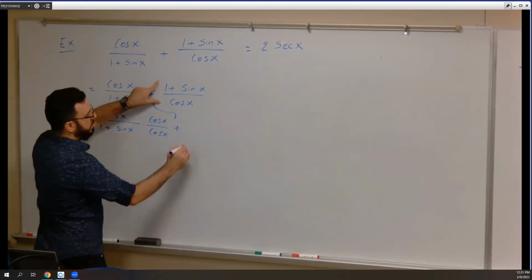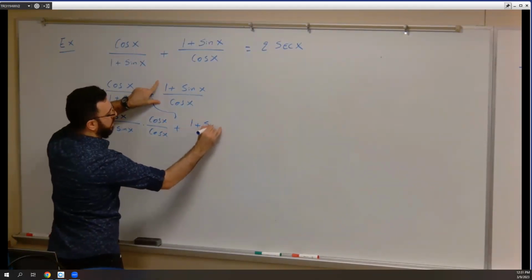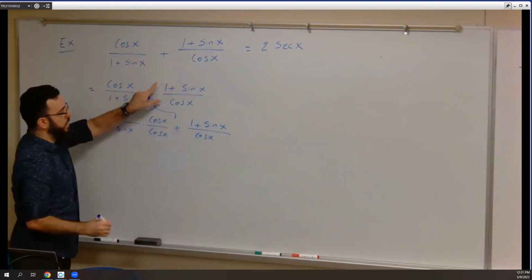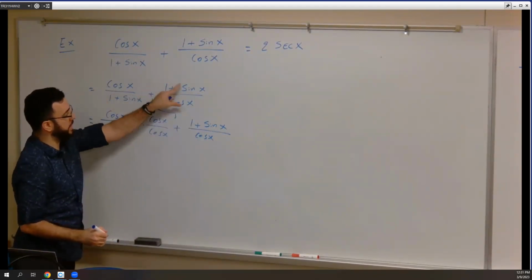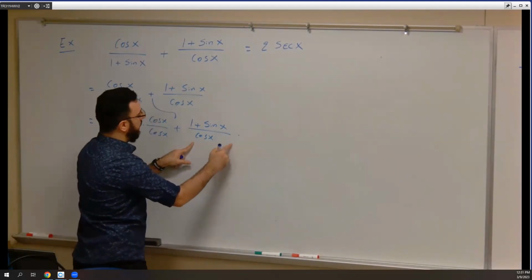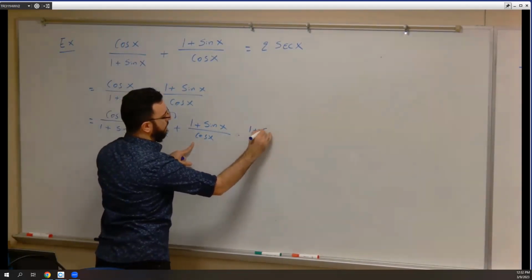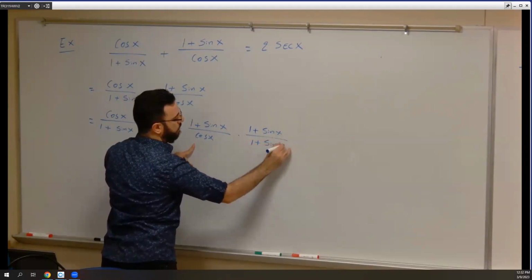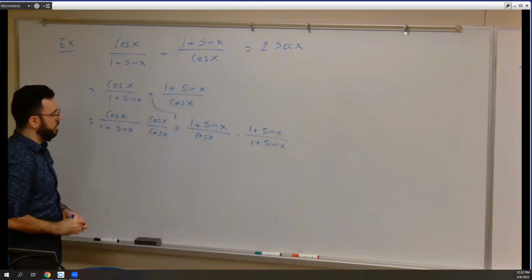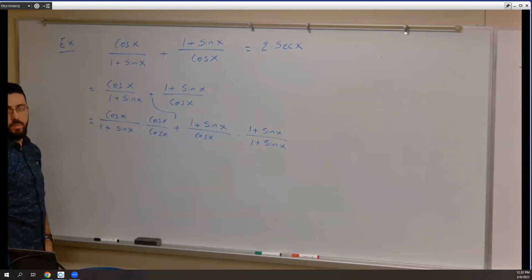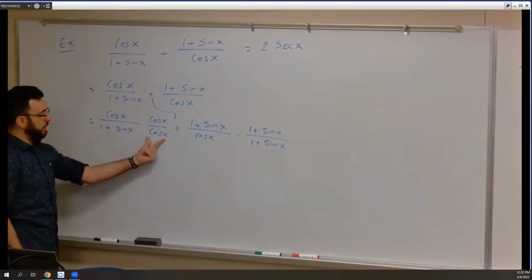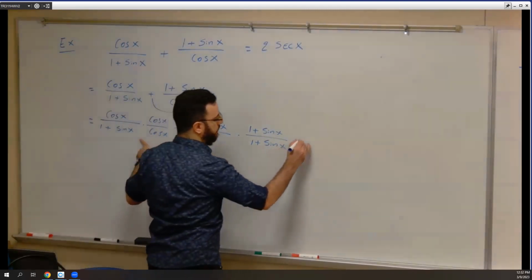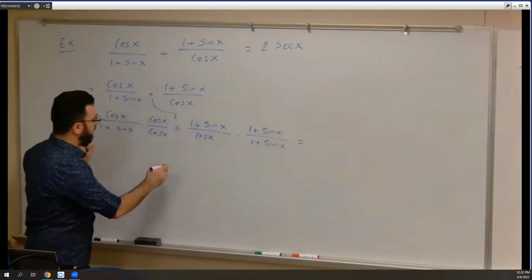I'm going to write down the second one, 1 plus sine x over cosine x. Then this one I'm going to multiply by what? This is the second side. I'm going to multiply by 1 plus sine x. Now, it's the same thing here, for the first part here.